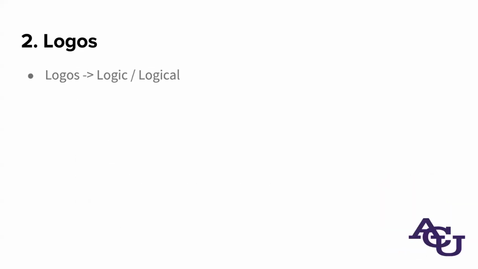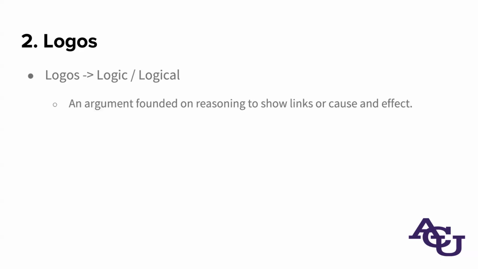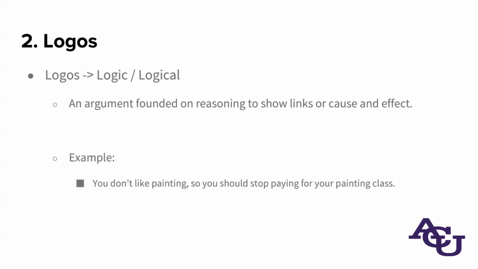So, logos, this is where we get the words logic and logical. And so, this is an argument that's founded on reasoning, showing links or cause and effect. Like, oh, you don't like painting, so you should stop paying for your painting class. If this thing, then the other thing follows logically. Or you say you want to break up with your boyfriend, so you should. That's saying, oh, well, the next step in this process is you've laid out that you want to break up with them, so why are we not?